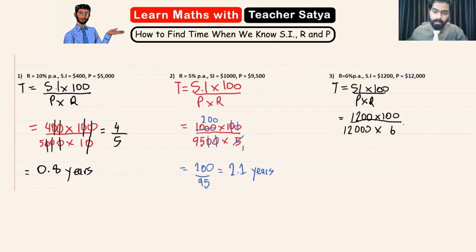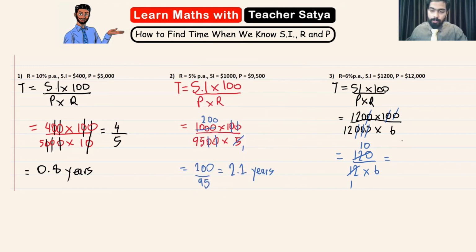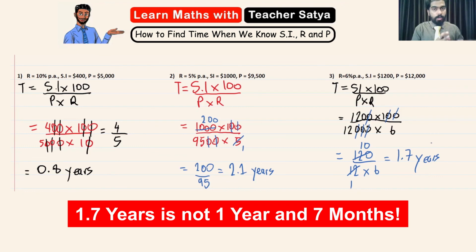Now let's go ahead and cut a few zeros. These two zeros are gone. This zero and this zero is gone. Now what we have here is 120 over 12 multiplied by 6, right guys? Now of course 12 can change to 1, 120 can change to 10, and 10 over 6, if we take 10 divided by 6, we would get 1.66 years, so approximately 1.7 years. All right guys, now keep in mind again, 1.7 years is not 1 year and 7 months.